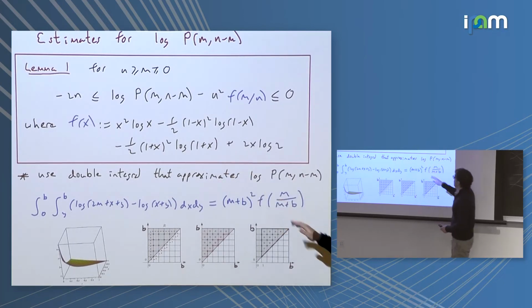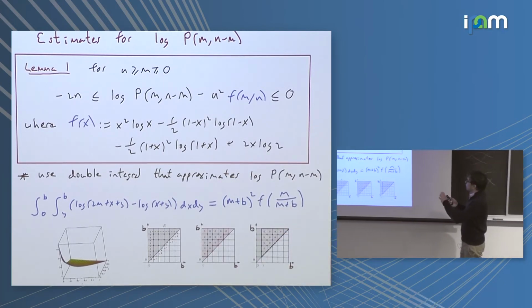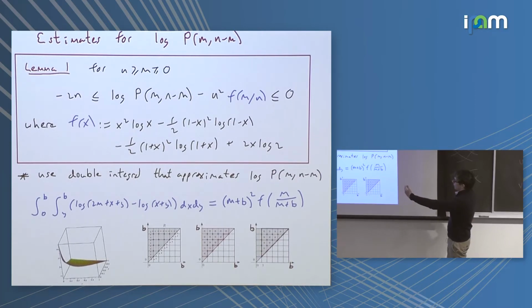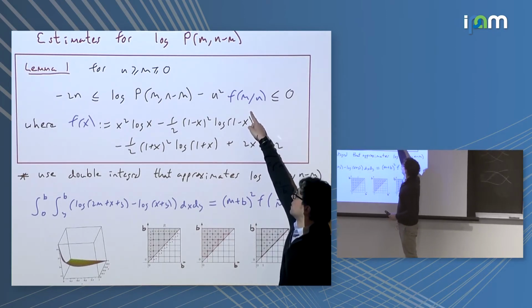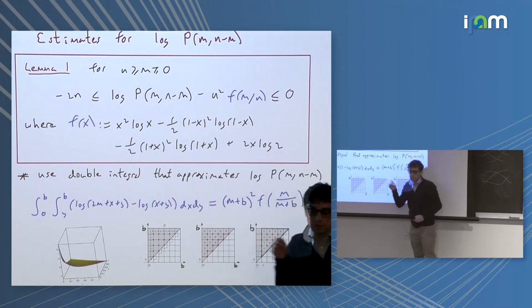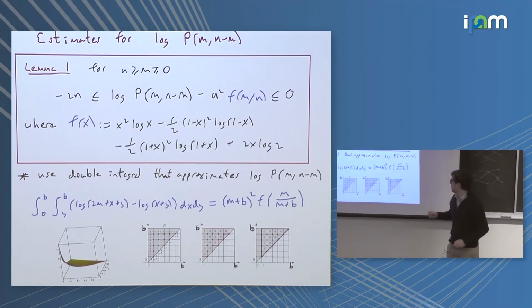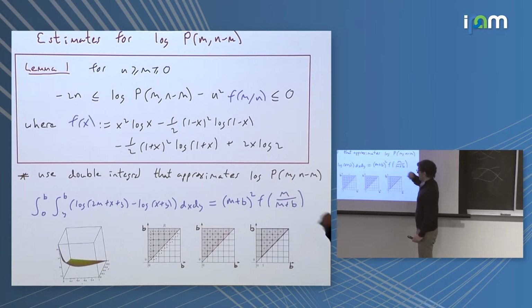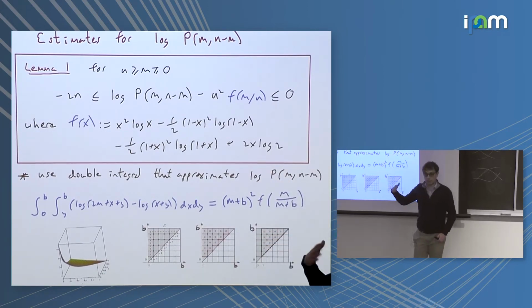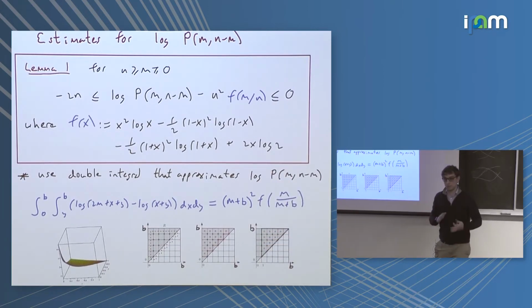So we had a permutation of size n, and we removed a run of size m. The function is a function of m over n, which is some value between 0 and 1. So where does this function come from? Well, this function comes from a double integral that approximates this logarithm of Proctor's formula.